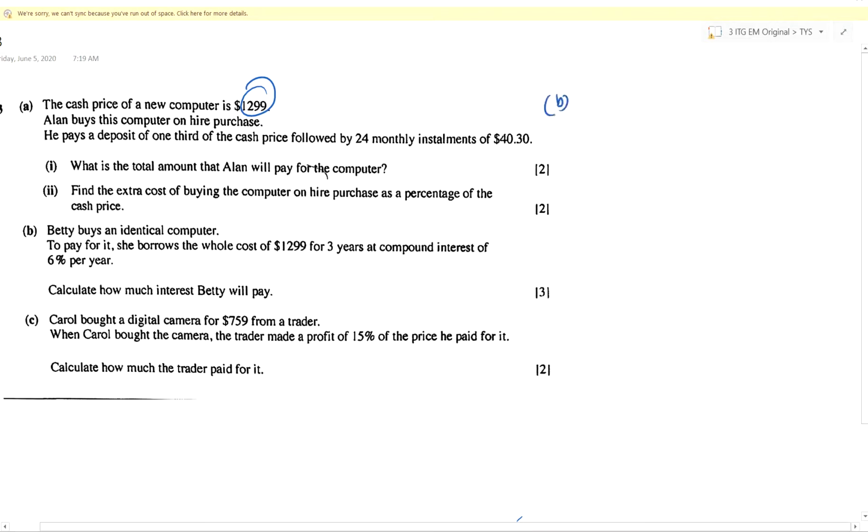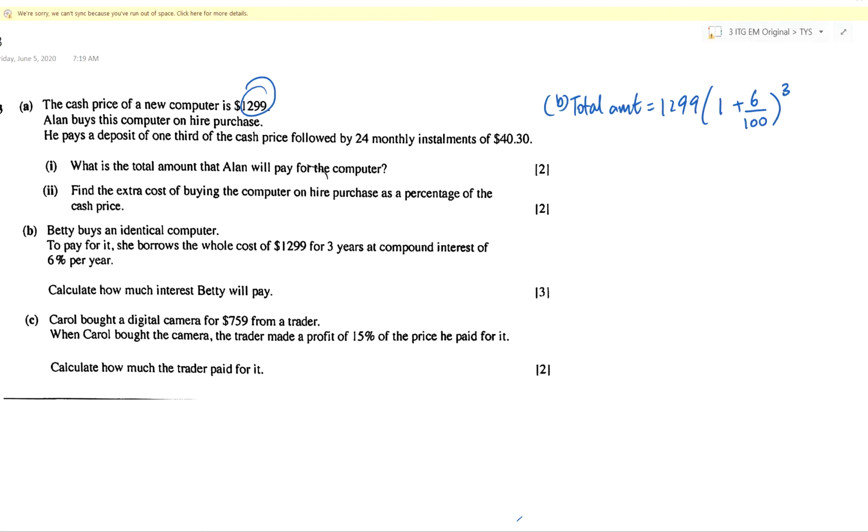So for part B, they want us to find out the total amount, the interest. But before that, we need to make use of the formula to find total amount. So we write total amount, the principal 1299 multiply by 1 plus interest rate 6%. 6 over 100. The number of periods that it is compounded, 3 years, compounded once per year, so power 3. This is the total amount. It includes principal and interest.